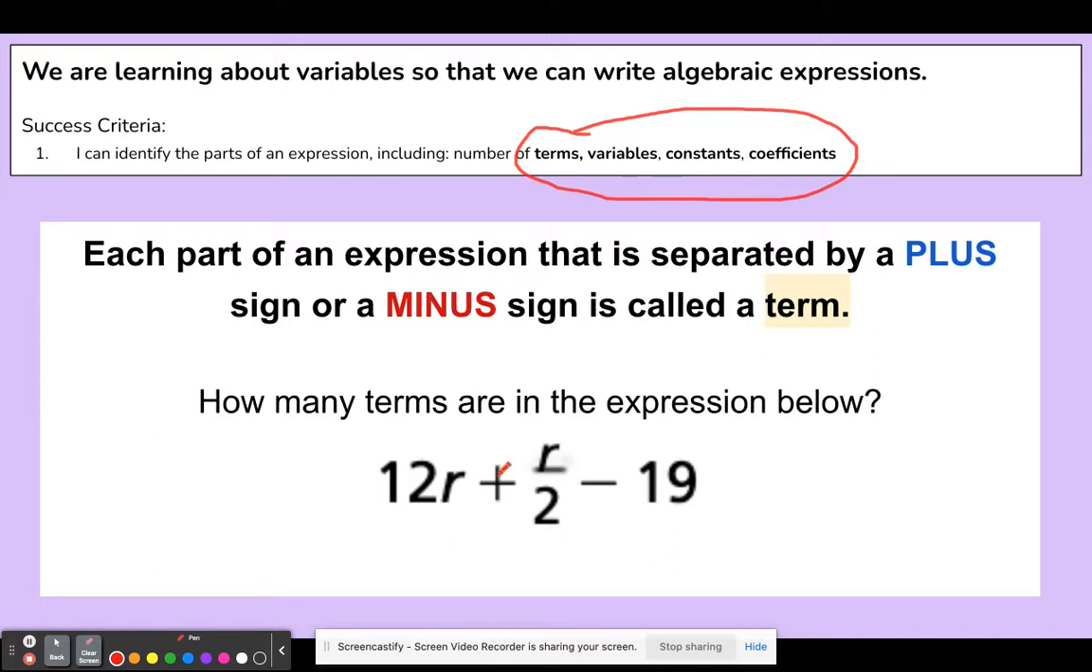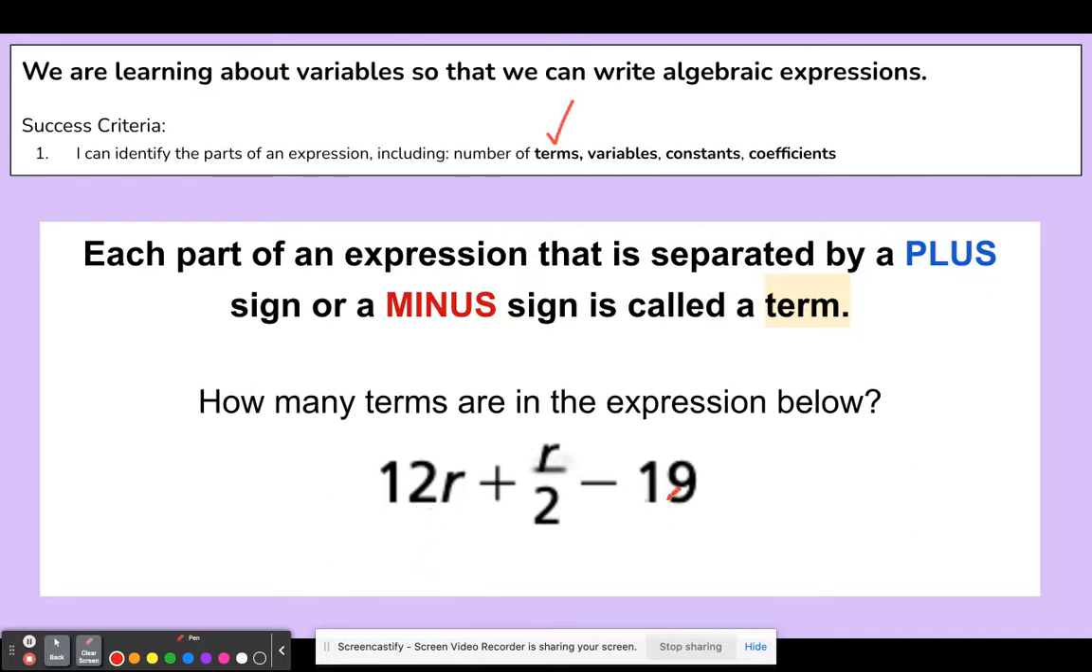Okay, so here's a plus sign, here's a minus sign. I'm going to draw a line through those. So when I draw a line through every plus and minus sign I see, I am left with three terms. There's a term here. 12r is a term. r divided by 2 is a term. And 19 is a term. Okay? So those are the three terms that make up this expression. So that's what terms are. They have to be separated by a plus or a minus.